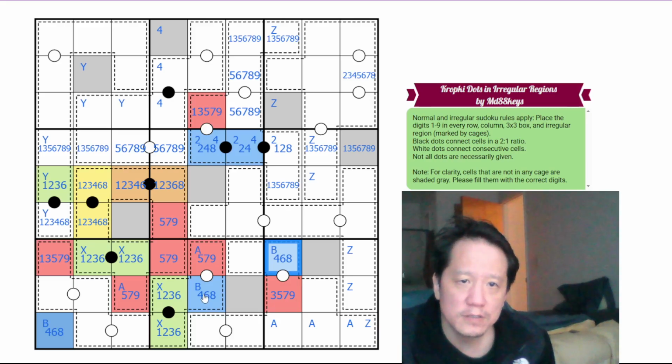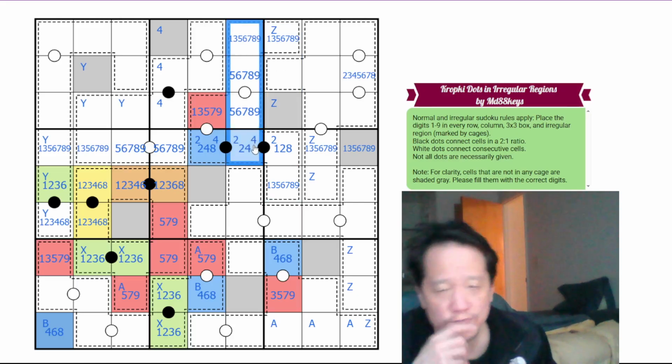B then cannot be here for this region or here. So B has to be one of these four.